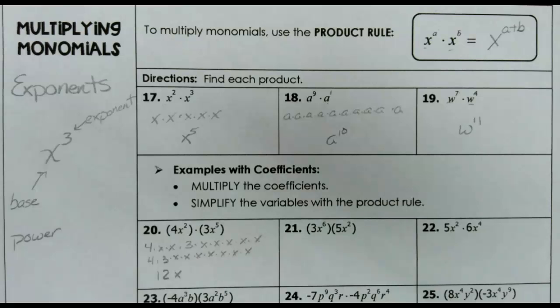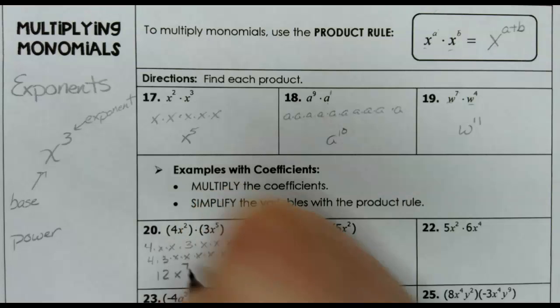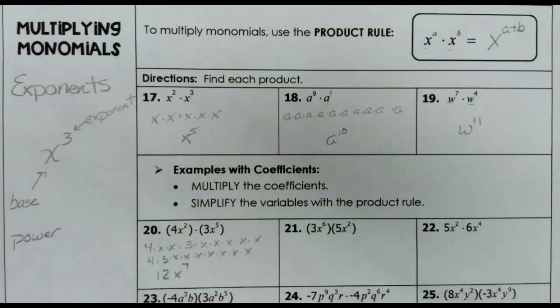That's what has the actual exponent, right? I have an x squared and an x to the fifth. I'm just going to combine them together. I'm going to add them up, and that would be 12x to the seventh. Pause the video. Think about that. Coefficients multiply, and then look at your variables that have the exponents, okay?